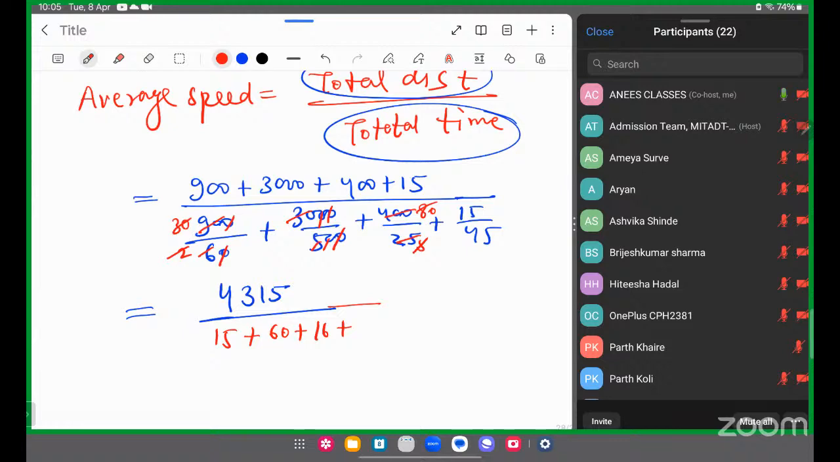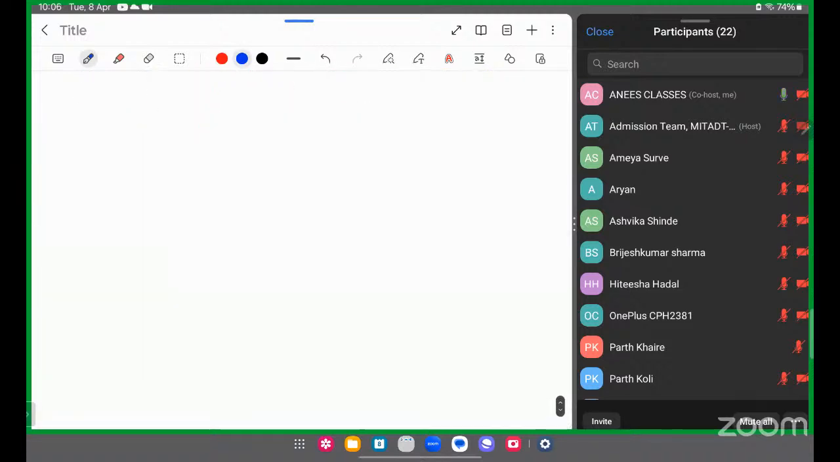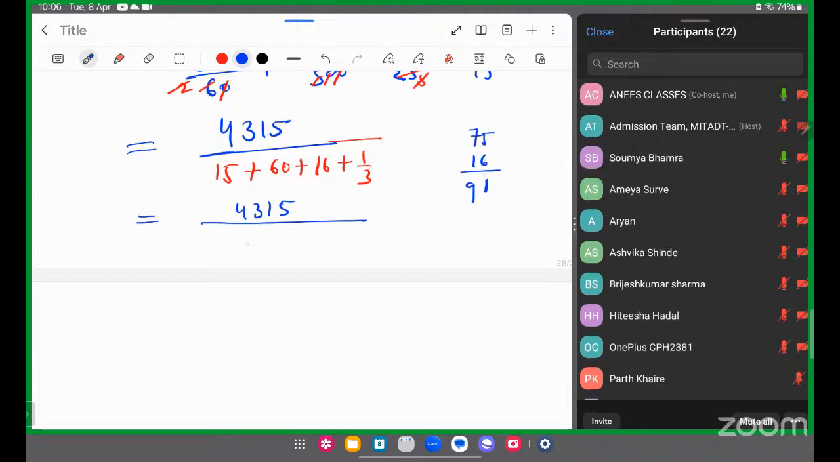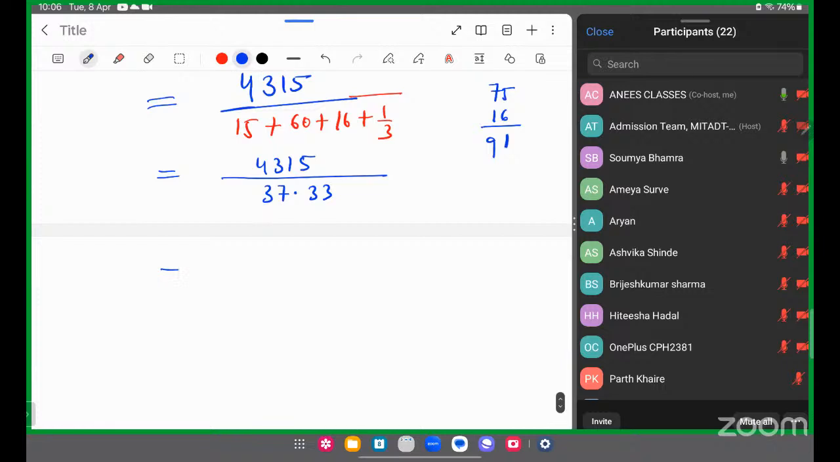15 by 45 will be 1 by 3. So this will be how much? Help me please, calculate, all of you. How much is this? 60 plus 15 is 75 and 16. Sir, it's 91, about 37.33. Now simplify it.